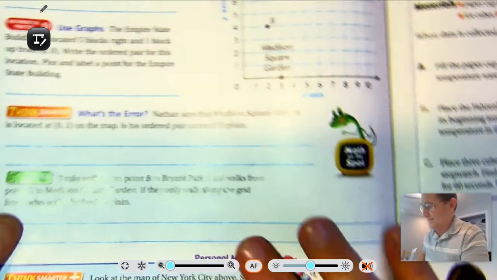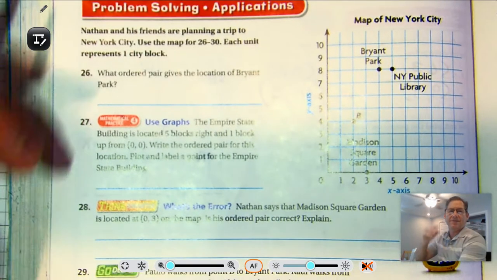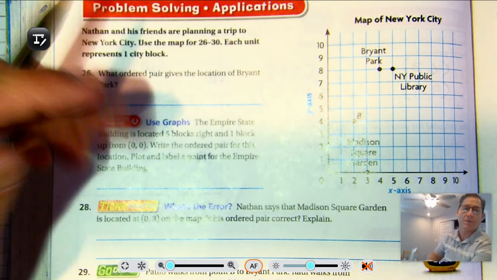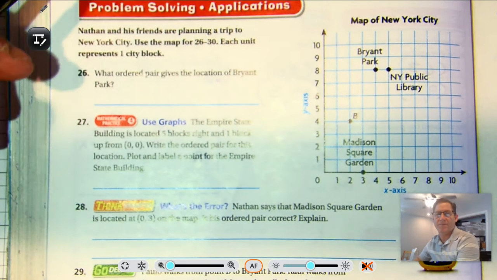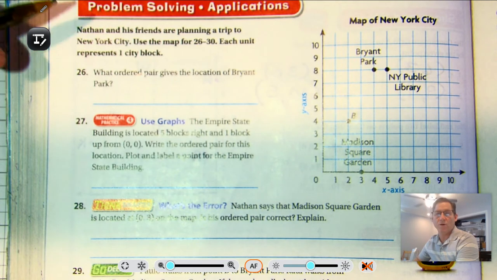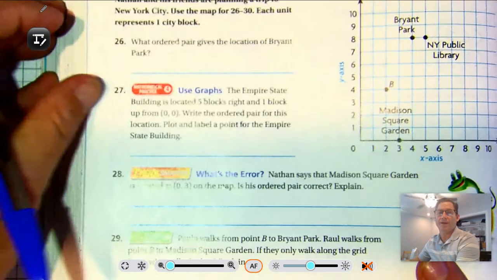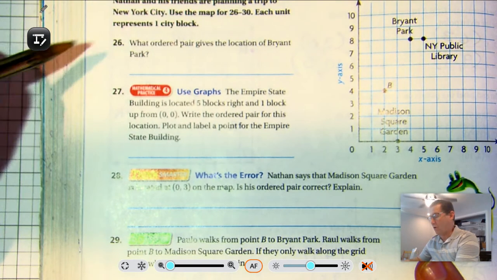All right, 396. Nathan and his friends are planning a trip to New York City. Use the map for numbers 26 through 30. Each unit represents one city block. All right. So what ordered pair gives the location of Bryant Park?